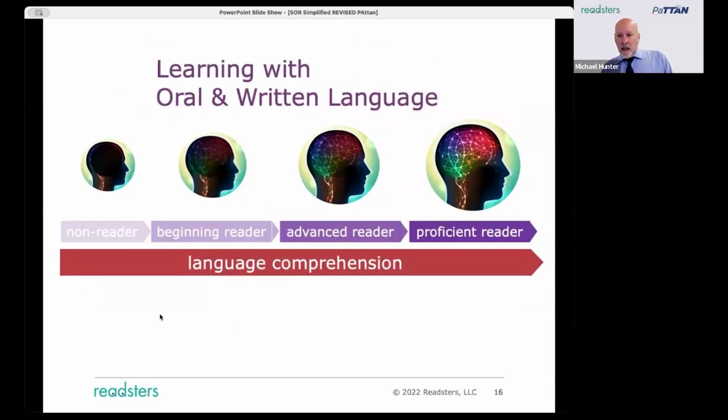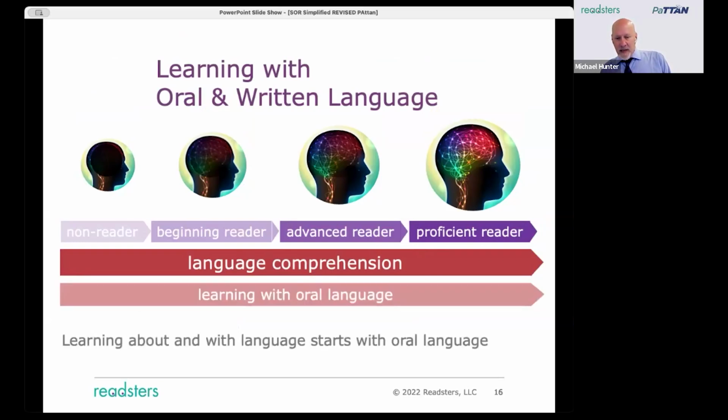Okay. Let's go and talk about language comprehension for a second. Language comprehension, as I said, starts before school and should continue throughout life. But if you are not a reader, you're going to have to learn about the language orally. So until students become reasonably proficient at reading, they are going to have to acquire their language comprehension through oral language. This can be using written language in read alouds or echo reading and things like that.